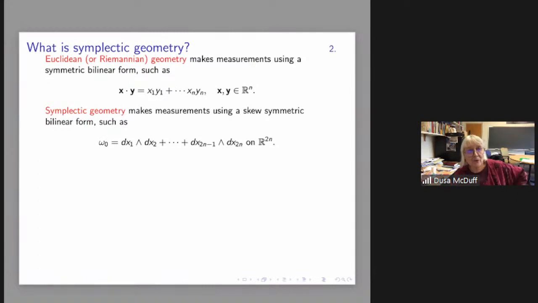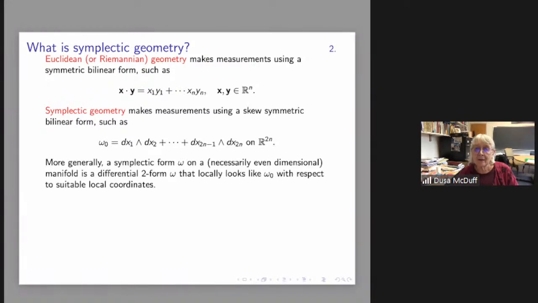So to begin with, what is a symplectic structure, symplectic geometry? Well, I like to contrast it with Euclidean geometry, which of course makes measurements using a symmetric bilinear form, the dot product on Euclidean space. In symplectic geometry, you use a skew symmetric bilinear form, such as this standard form, and it's on an even dimensional space in which you pair the first two vectors and then the second two vectors and so on.